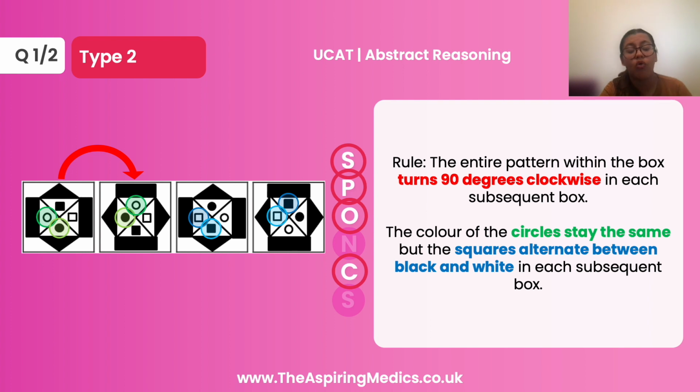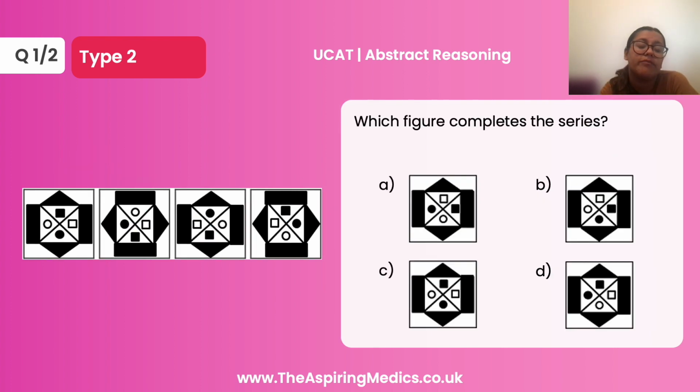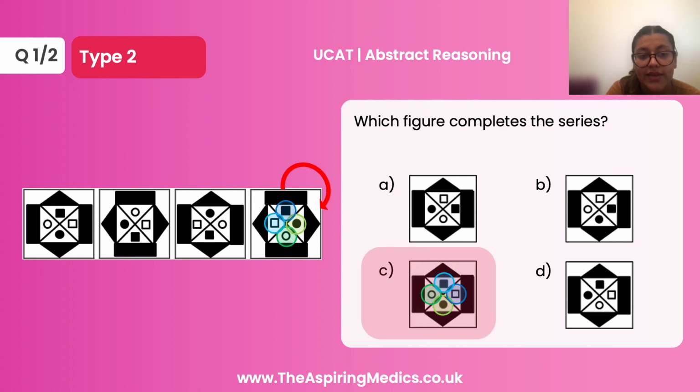So once you look at it more specifically, you can see that the entire pattern within the box turns 90 degrees clockwise in each subsequent box. The colors of the circles stay the same, but the squares alternate between black and white in each subsequent box. So you can see that here throughout the pattern. So everything's rotated by 90 degrees clockwise, circles stay the same color, but the squares alternate their color each time. And now we have to pick which figure completes the series. So first we need to look at which of these shapes is rotated clockwise, and that's all of them. And then you need to look at the color of the circles and the color of the squares. And once you do that, you will figure out that C is the correct answer.